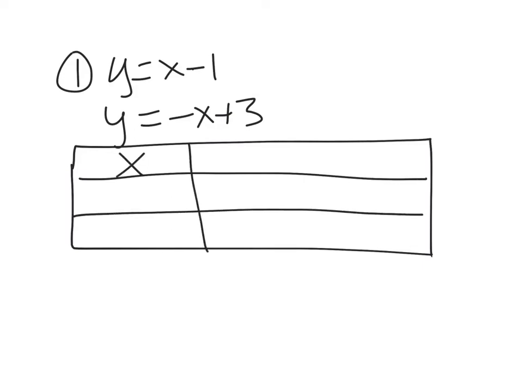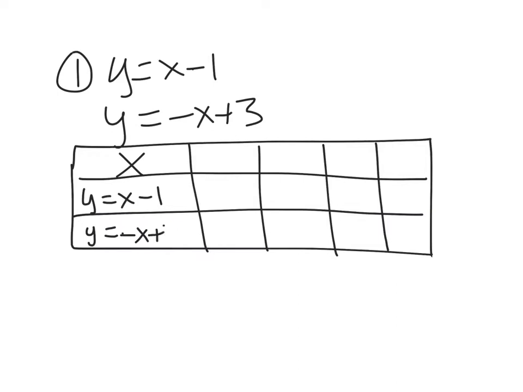Remember the first part of the table is just your x value, and you can pick whatever numbers you want to use. This is a table. And then here's your two equations: y equals x minus 1 and y equals negative x plus 3. So what numbers do we want to use for the x value? Did you like the 0, 1, 2, 3? We can try that.